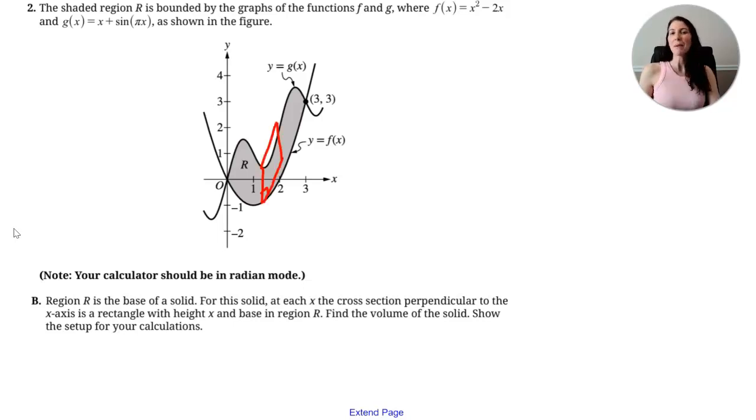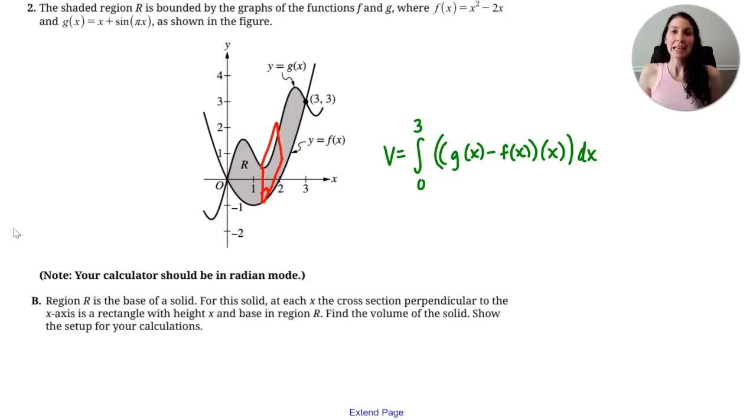And so I've drawn my best rendition of a 3-dimensional rectangle. So you can see the base of the rectangle is in region R, and then the height, just imagine that coming out towards you. And so when I set up my integral from the x values of 0 to the x value of 3, I need to think about the area of a rectangle is base times height.